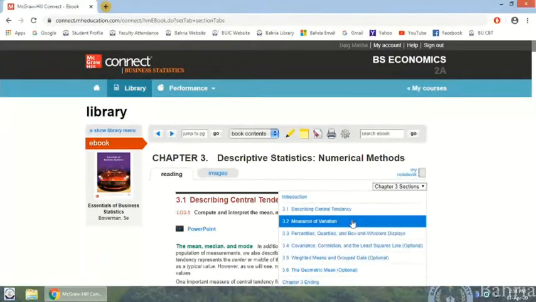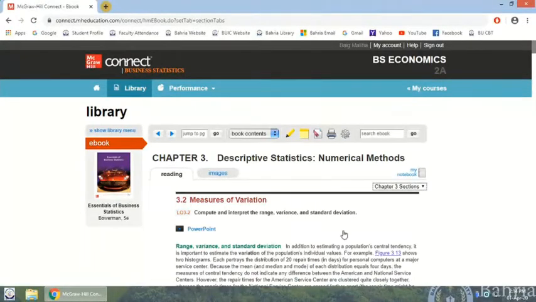Now we're going to be studying the variation from the population of individual measurements. For that we have to consider three things. First is the range, and then the variance, which is the squared deviation, and then the standard deviation. The variance would be the squared deviation, but when you take the square root of the variance, you get the standard deviation. What these concepts imply, we'll be doing one by one.